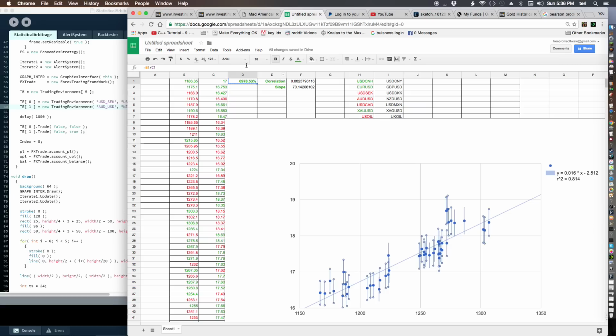Okay, so we're going to change this. I don't want it as a percentage. I want it as a dollar figure. I don't want a dollar symbol, though.